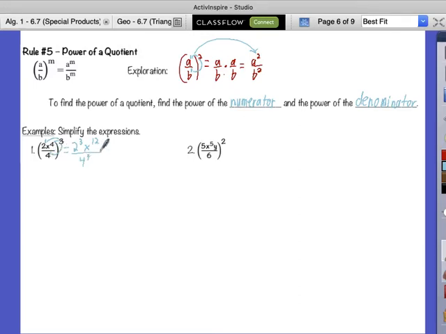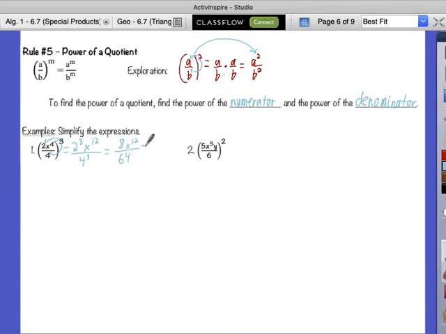Now from there, we can keep going, because 2 to the 3rd is 2 times 2 times 2, aka 8. And that's still x to the 12th. On the bottom, 4 times 4 times 4, 4 cubed. 4 times 4 is 16. 16 times 4 is 64.